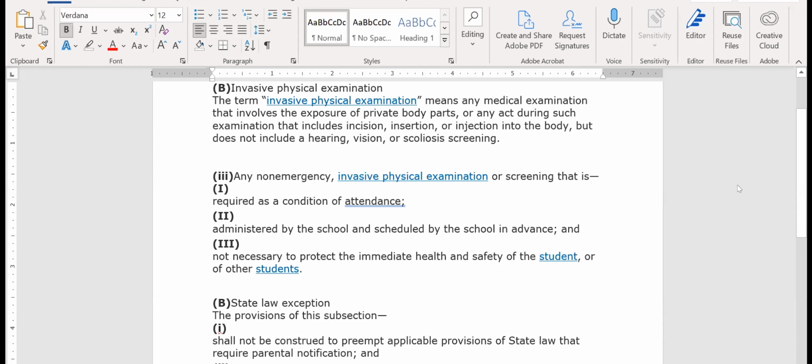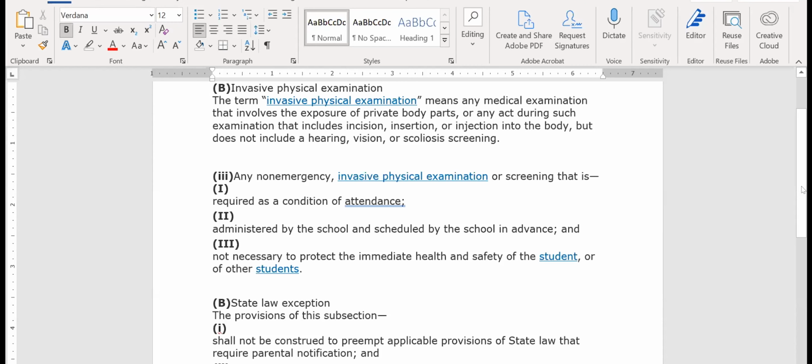So it's only if you are requiring it. If you are saying you have to get this invasive physical examination or you do not get to attend our school, those are the ones you have to notify parents of. Also, it has to be administered by the school. If it's being administered by a doctor or someplace off-site, it doesn't trigger the requirement. And it has to be scheduled by the school in advance, which is interesting because it sounds like if you wanted to sneakily do this without any notice, it doesn't trigger the requirement, which I think is maybe an unintended loophole. Then also it has to be non-emergency, not necessary to protect the immediate health and safety of the student or other students.